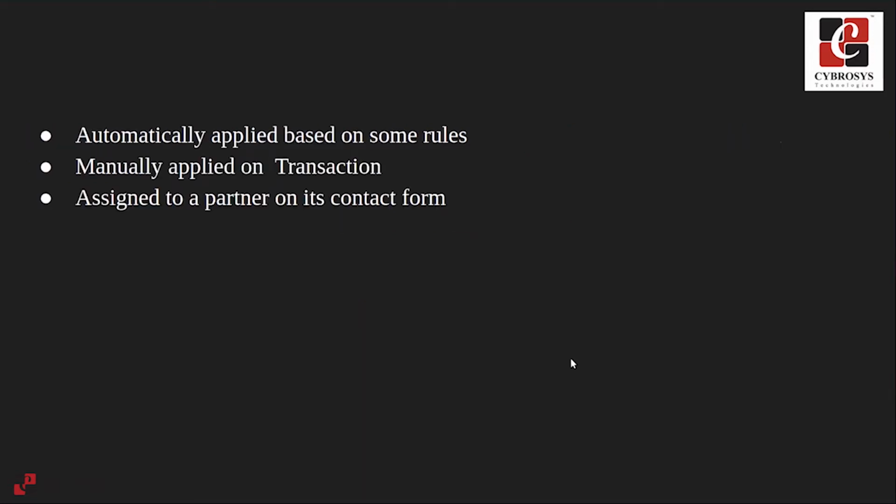So we can apply fiscal position in many ways. It can be applied automatically based on some rules inside the fiscal position. Then we can apply it manually on a transaction, that is on sale orders, vendor bills or invoices. Then we can assign it manually to a partner on his contact form, that is inside a customer or vendor we can assign a fiscal position. So let's see how the mapping is done using fiscal position. So let's move on to our database.